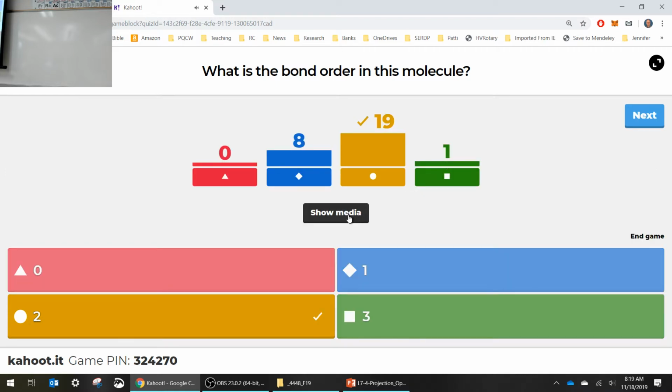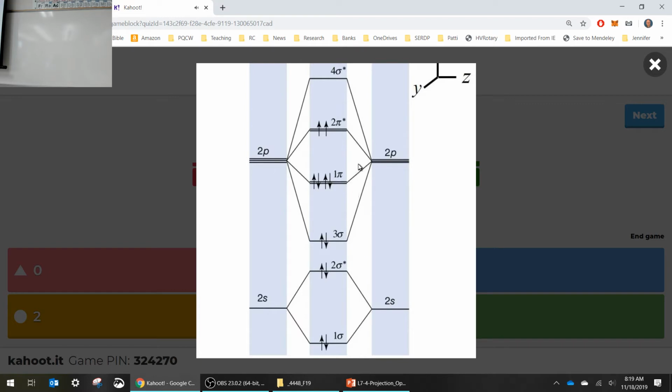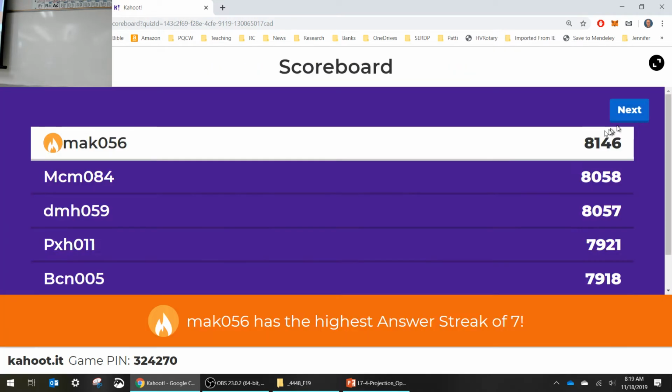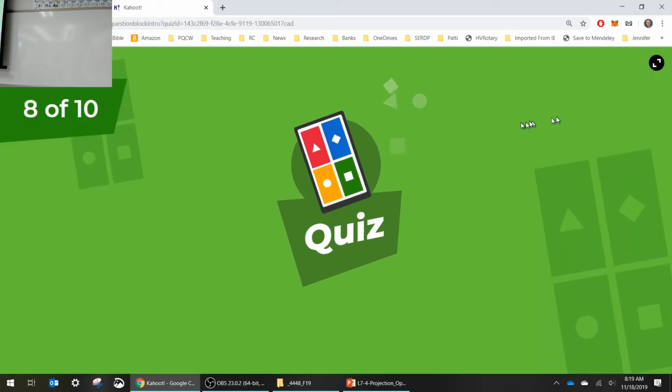Oh, pretty good, even though you couldn't see it. There's the picture, yeah. Okay. 2 unpaired electrons up here in the pi star. Yeah, I'm sorry. Okay, it's a good thing I don't count your grade. It's just that you participated. But you're losing your streak.